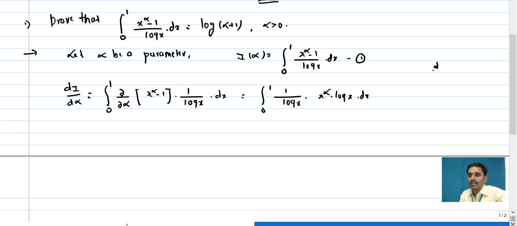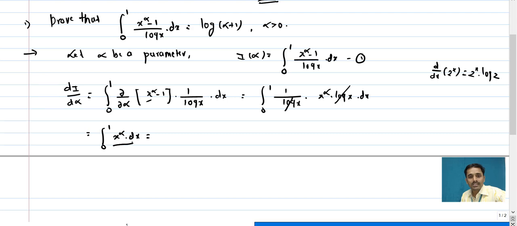This is something like d dx of constant raised to variable. Here x is constant for alpha and alpha is variable. So we know the derivative of 2 raised to x is 2 raised to x as it is, and log of the base, that is log of 2. Similarly, here the derivative of x raised to alpha is x raised to alpha into log of x. Now the only remaining quantity is the integral from 0 to 1 of x raised to alpha dx.